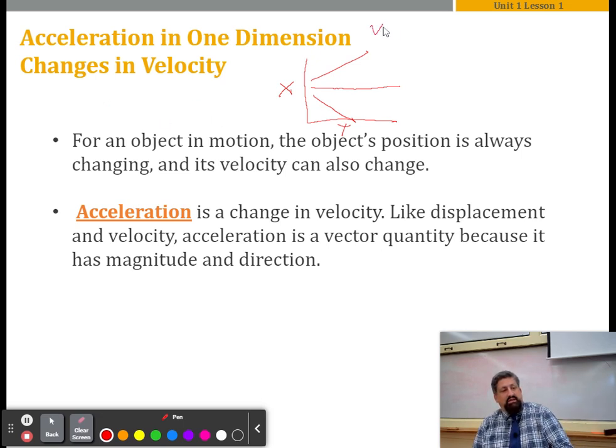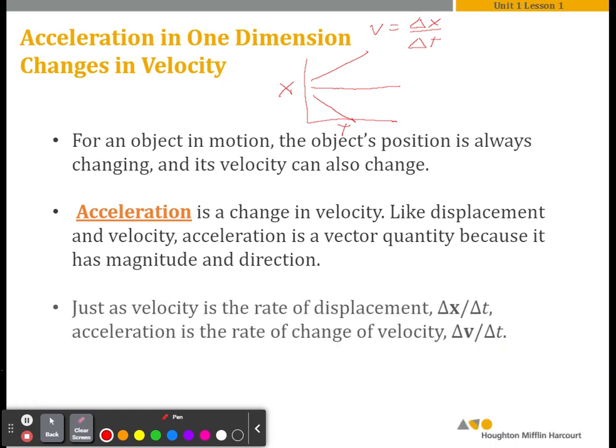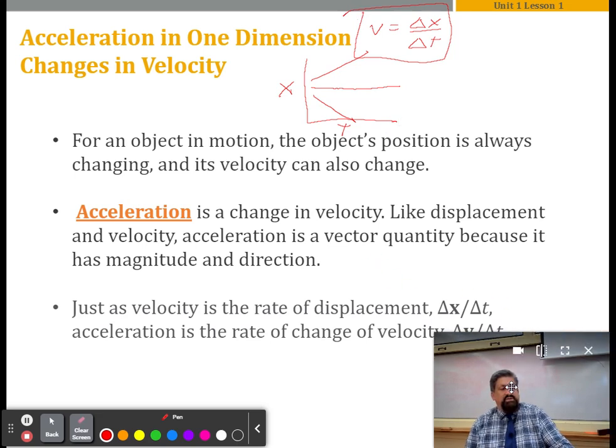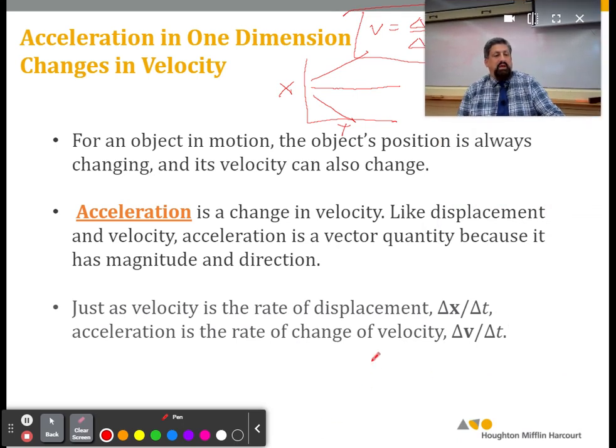Remember, velocity is the change in position over the change in time, and this is the same as the slope of the graph. Acceleration is a vector quantity. That means that it has both magnitude and direction. You can have positive acceleration, you can have negative acceleration. So just as velocity is the rate of displacement, delta x over delta t, acceleration is the rate of change of velocity. Acceleration is delta v over delta t.